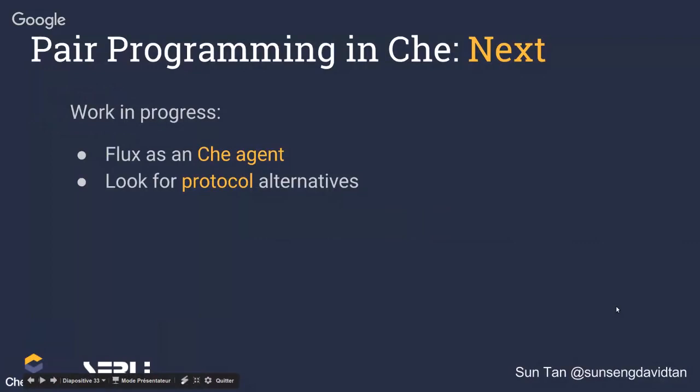What we are going to do next in this pull request is to move Eclipse Flux into a Che agent, and we're also going to look for alternatives. So we're going to see if there are any other protocols to replace Flux or not. So we're going to study it. And that's pretty much the presentation. So thank you for attending.